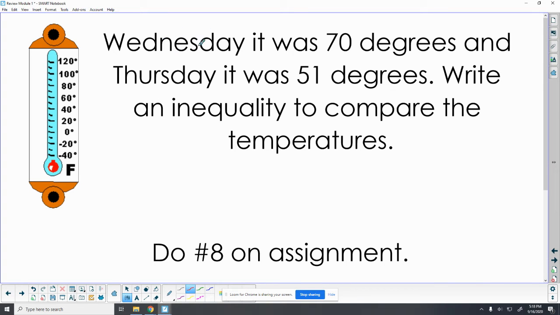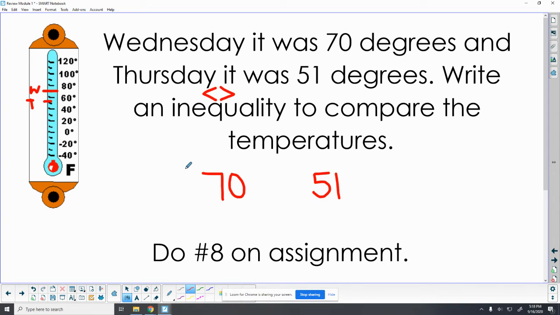Okay, number 8 says on Wednesday it was 70 degrees. So I'm going to mark 70 degrees and a W by that. And on Thursday, it was 51 degrees, and I'm going to mark a T by that. So I need to write an inequality, so a greater than or less than symbol to compare the temperatures. So I know that one temperature said that it was 70, and I'm going to compare that to 51.